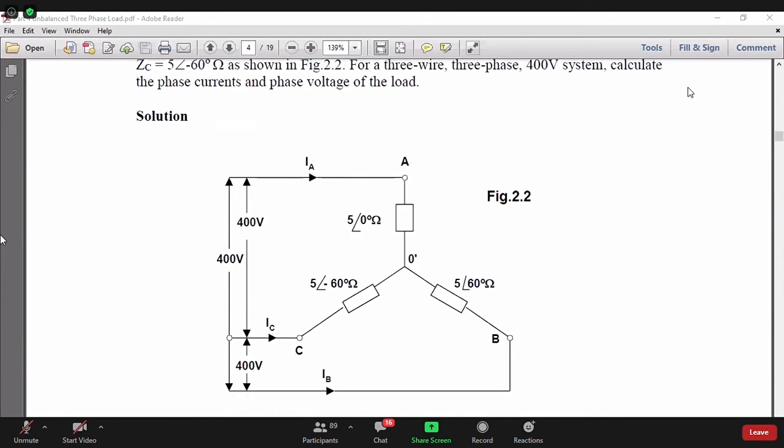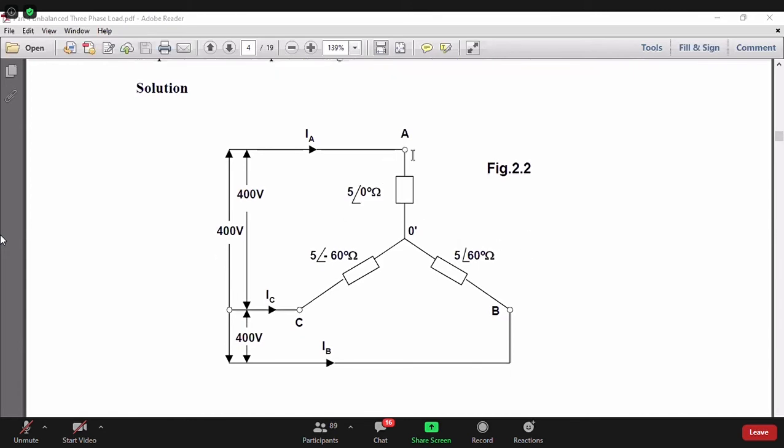So now look at this diagram. What is the problem now, I will tell you. Now, I can get the phase voltage, because the source is balanced, so phase voltage will be line voltage by √3. But can I tell that the voltage between A and the neutral here, that is O prime, is the same as VL by √3? The answer is no. In a four-wire system, we were saying yes.